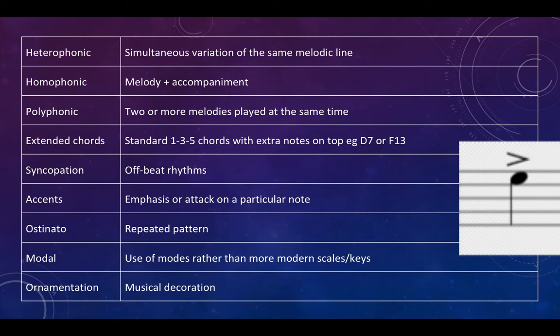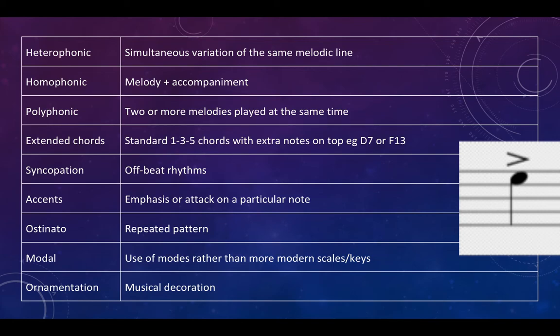Ostinato, a repeated pattern. So we saw earlier the word looping. Same sort of definition, except an ostinato is written out. So if you had a more traditional piece of music, you would write out an ostinato. A loop is where you do that electronically.